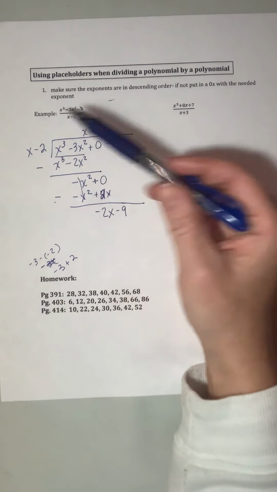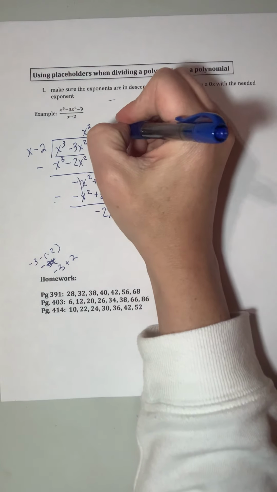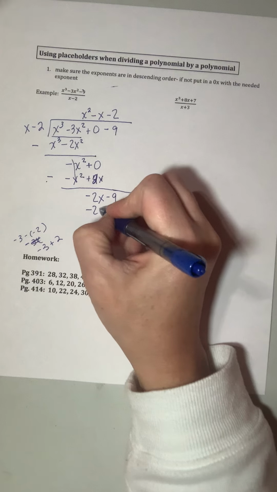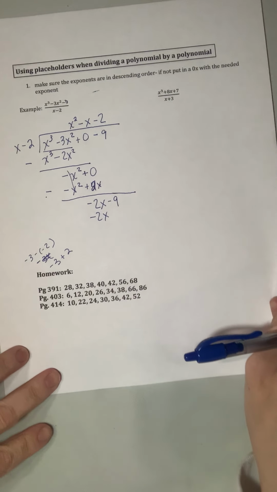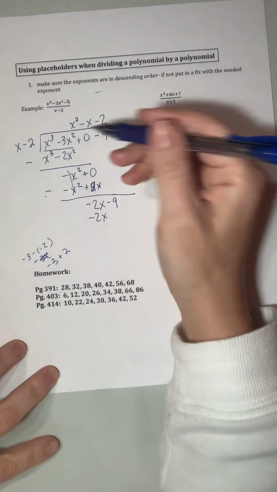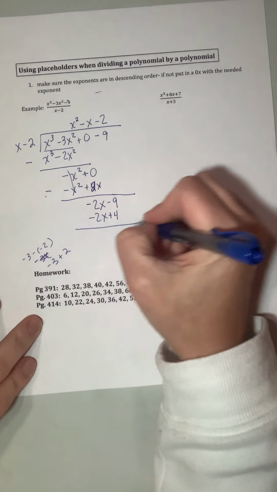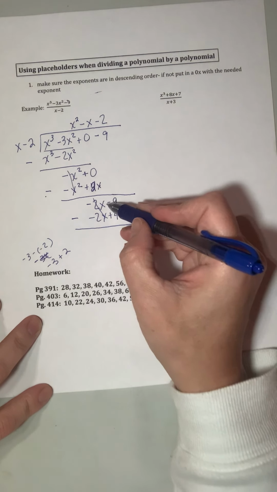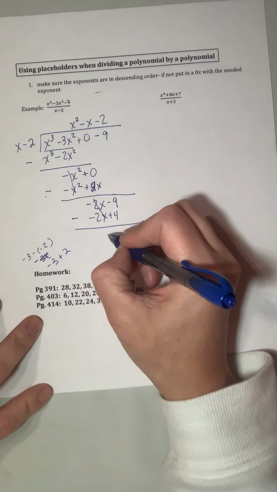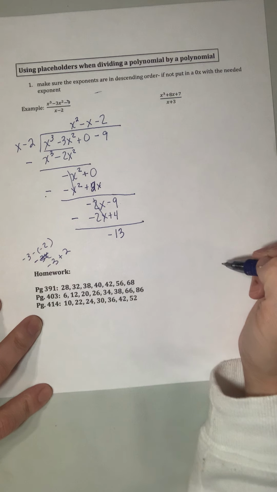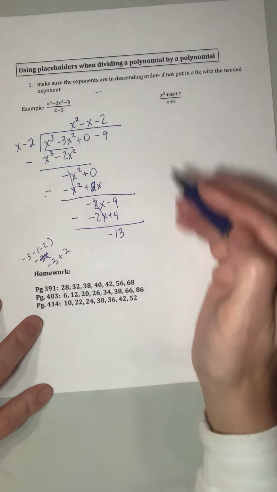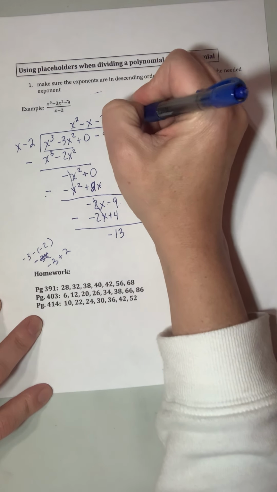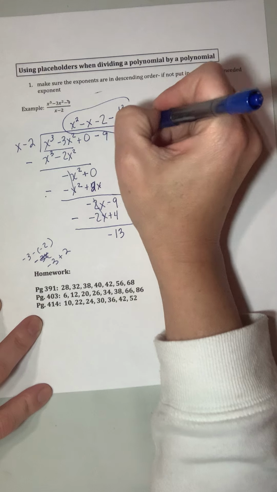What am I going to multiply by x to get negative 2x? That's negative 2. So negative 2 times x is negative 2x. Negative 2 times negative 2 is positive 4. That's a subtraction problem. These will cancel. Negative 9 minus 4 is negative 13. We don't have anything more to bring down, so that's our remainder. So we go minus 13 over the denominator. And that one is done.